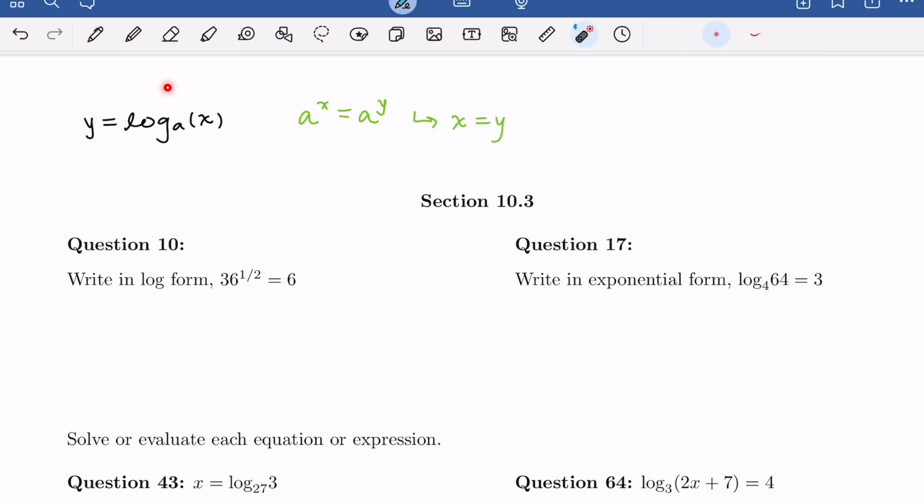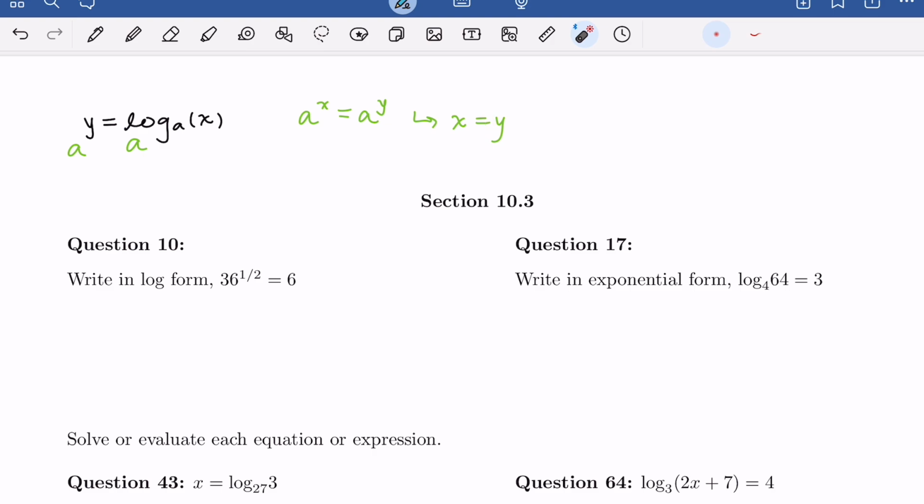So if we were to go from log form to exponential form, what we're essentially doing is taking the same base on both sides of our equation. This is written as y is equal to log base a of x. So if we have log base a, then what we're going to do is take base a on both sides of our equation. Now we have an exponential equation where we have a to the power y is equal to a to this power here. So we're kind of just doing the opposite of what we see in this rule here.